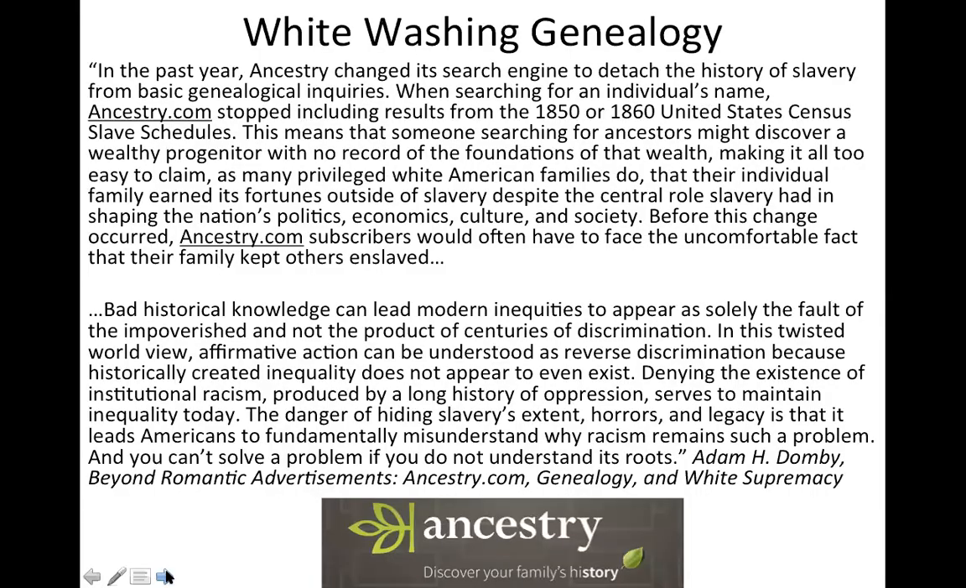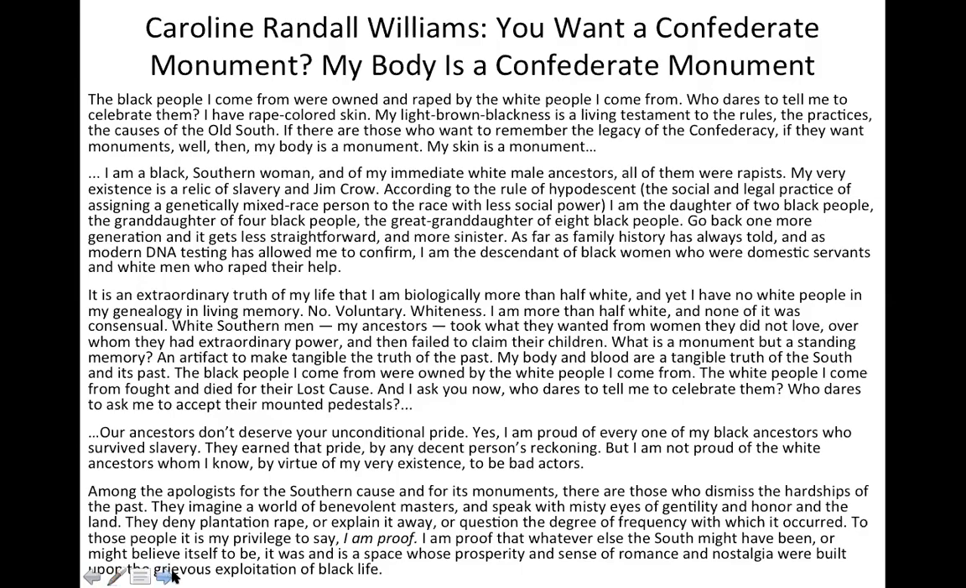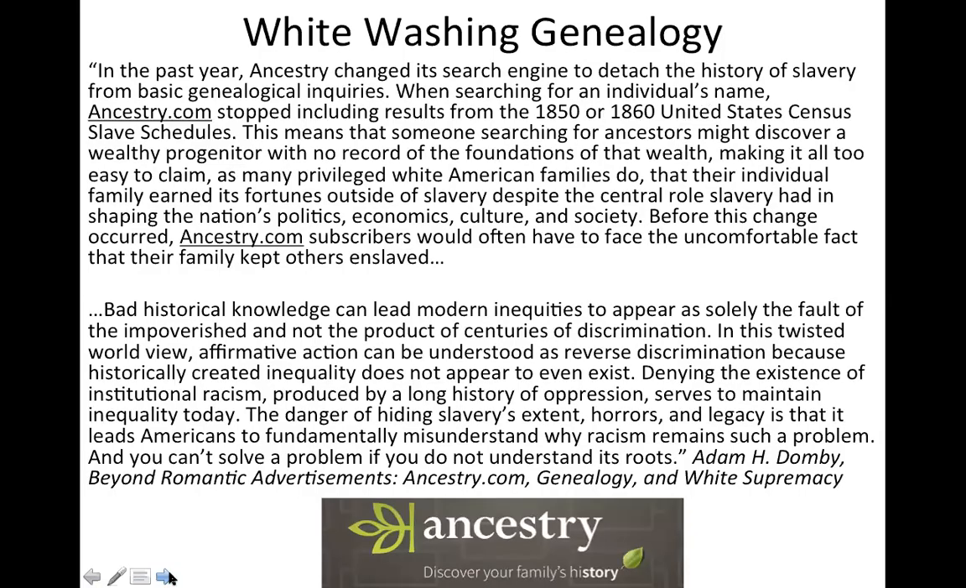And just to follow that up, a lot of what Caroline Randall Williams found out about her life came from these new DNA testing, the genealogy, Ancestry.com, and what we're seeing right now is even Ancestry.com is starting to whitewash history. Let me read this quote by Adam H. Domby. In the past year, Ancestry changed its search engine to detach the history of slavery from basic genealogical inquiries. While searching for an individual's name, Ancestry.com stopped including results from the 1850 or 1860 United States Census slave schedules.